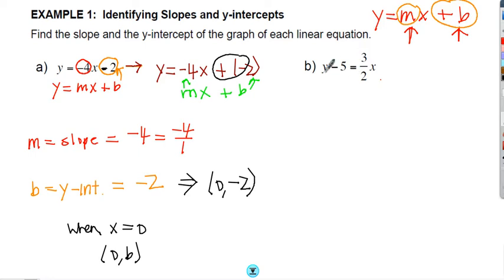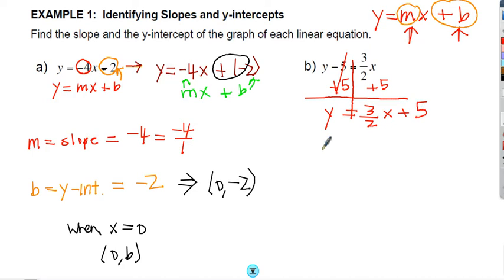Now the next one, it's y minus 5 equals 3 over 2x. And for this one, it's y minus 5 equals. We need y equals. So let's drop a line in the middle. We need to get rid of minus 5 by adding 5 to both sides. Then negative 5 cancels out. So you have y equals. Now 3 over 2x and 5 are not like terms. So we're going to write them just as they are. So 3 over 2x plus 5.